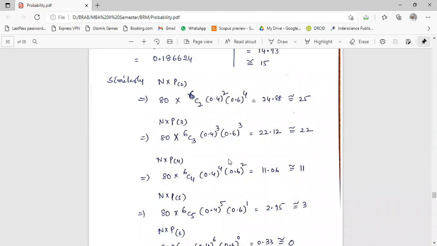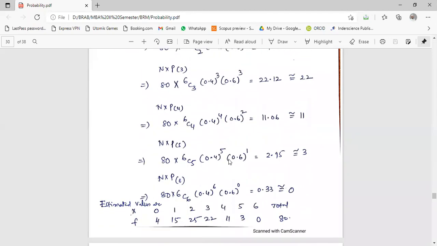P of 5 means 6C5 into 0.4 whole to the power 5 into 0.6 whole to the power 1. Yeah, correct. Which is already written here and visible to you. I don't know why few people are not answering. So you have to simplify it, then you will get the value approximately equal to 3. Then P of 6 is also 6C6 into 0.4 whole power 6 and 0.6 whole power 0.